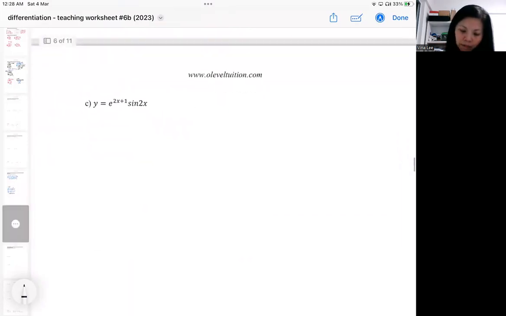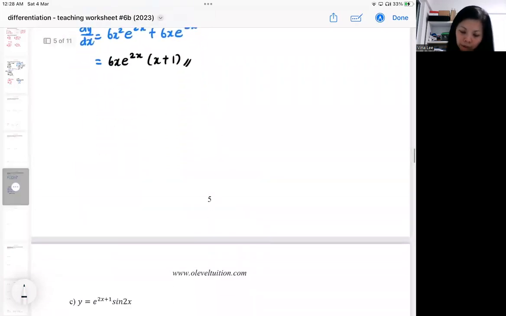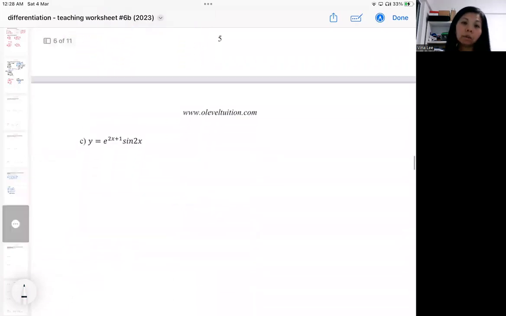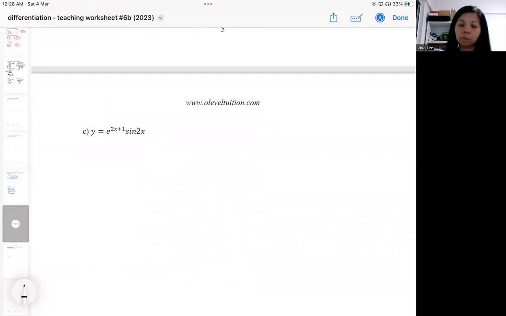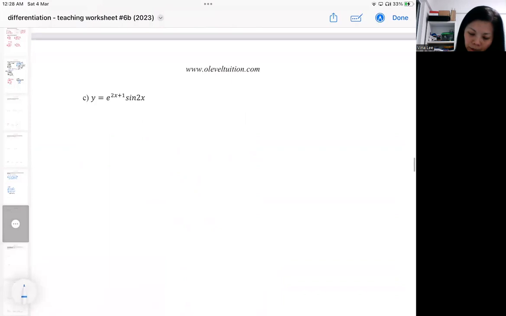Okay, the next one is also a product rule. It's an exponential with trigo. So just now it was an exponential with algebra. So again, I can't do my indices. So set up your product rule.